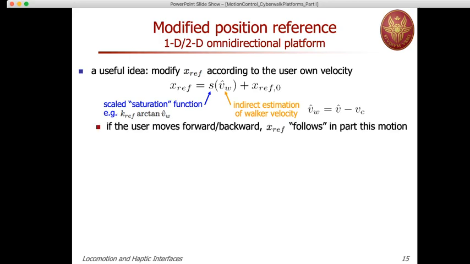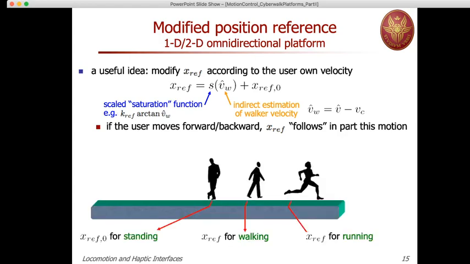Now, what does this function do? Why are we changing the reference? When the user moves forward, the faster he moves forward, the higher the speed, the more we are changing the reference, and the reference follows, in part, this motion. So we have a situation like this. If the walker is standing still, so its intentional velocity is zero, and the estimate of this intentional velocity is probably zero or close to zero, then we don't move the reference. We keep it at the center.